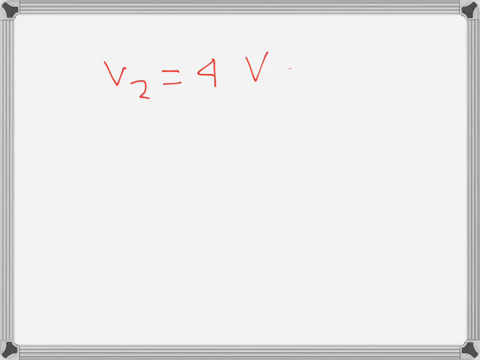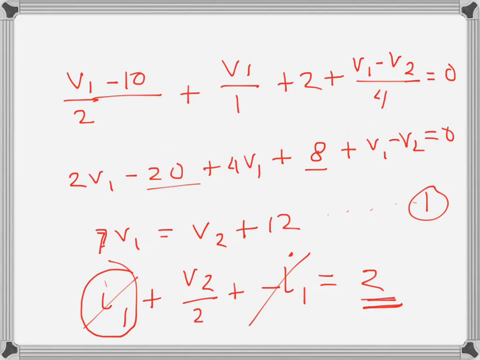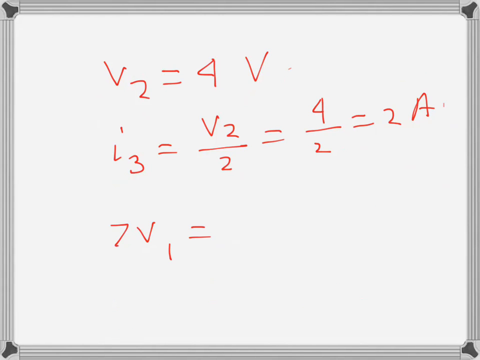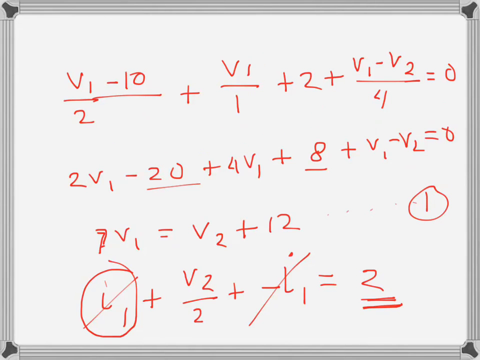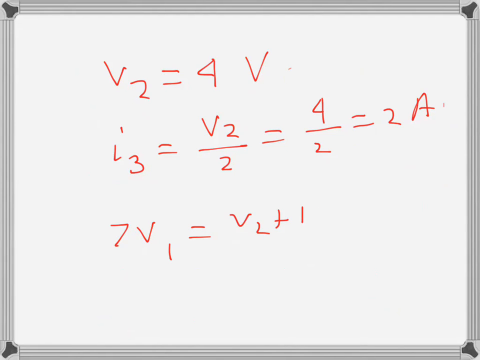And once I have V2, I immediately have I3, because I3 is V2 over 2. So that's 4 over 2, that is 2 ampere. That's what I get directly. Now I need to find V1, and I have that 7V1 is equal to V2 plus 12. V2 is 4, so V1 will be 16 over 7. That's 2.286 volts.